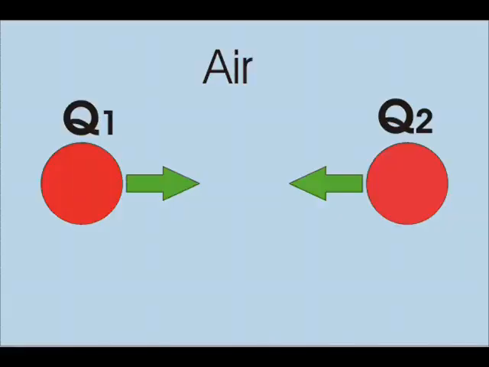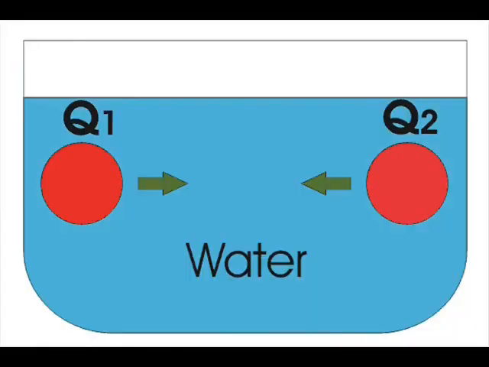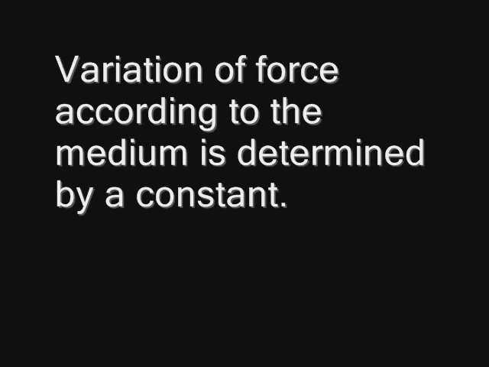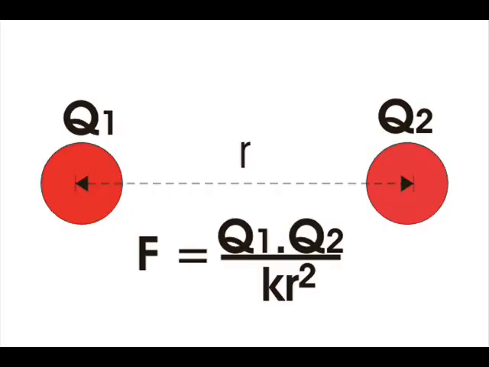For example, if the bodies are kept in air, the force is different from the force while they are kept in water. Variation of force according to the medium is determined by a constant. Say this is K. Finally, we can say that force F equals Q1 into Q2 divided by K into r square. This is nothing but the expression of Coulomb's law.